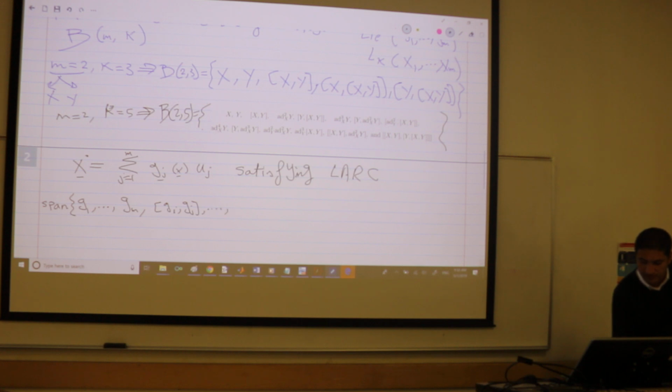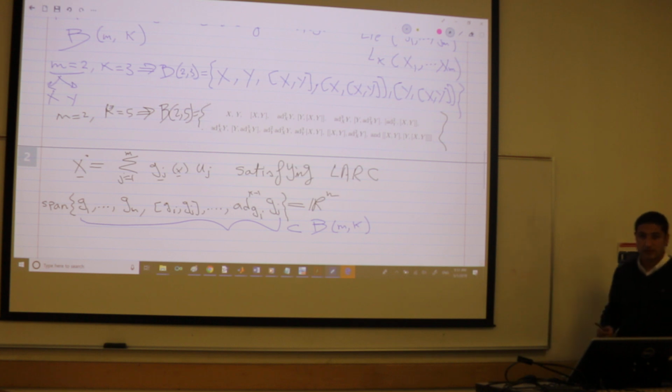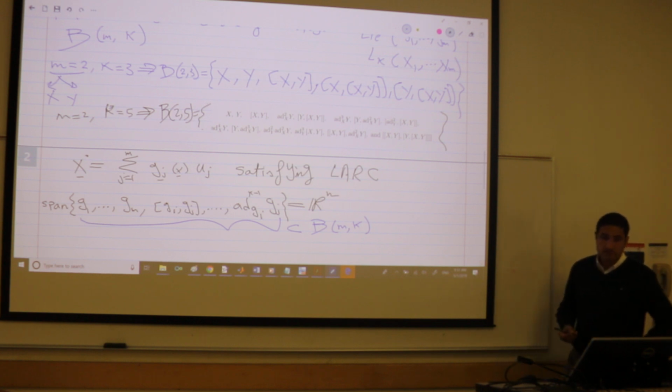All combinations, and higher order Lie brackets like Gj, maybe up to k minus 1. The span of this is Rn, right? And obviously these are a subset from B, M, and K, right? Okay.